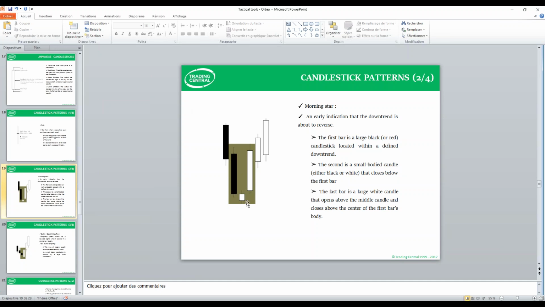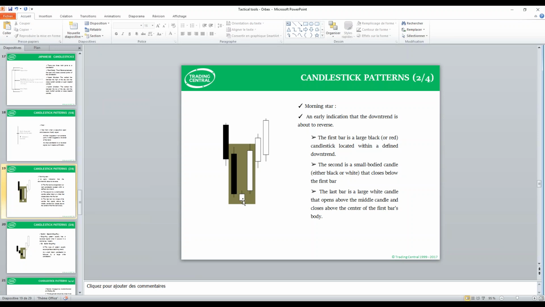If you are in a downtrend and you can identify a Morning Star, then you have a high probability of a reversal uptrend. But don't forget to check that we are not in a sideways market or even in a bullish market. It makes no sense to identify a Morning Star pattern if you are in a bullish trend. So if you are in a bearish trend and you can identify a first bar, which is a large black or red candlestick, then the second one is a small body candle.